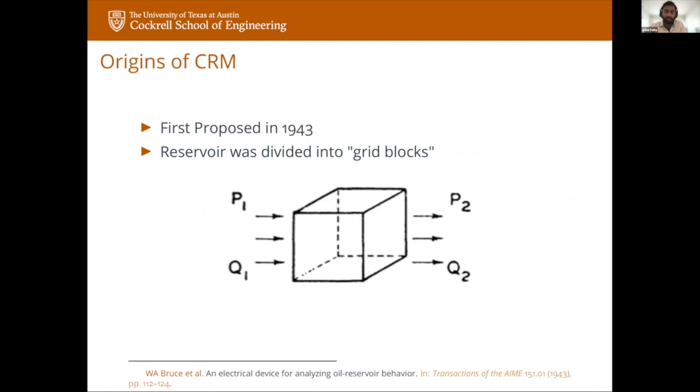CRM was first proposed in 1943, so it is quite an old model. And it was first proposed by Bruce. What they chose to do is, much like how we divide reservoirs into grid blocks for other purposes today, they did the same thing. So here we have a reservoir grid block unit. On the left, we have the inputs, and on the right, we have the outputs. We have an input pressure and an input flow rate, and on the right, we have an output pressure and an output flow rate.